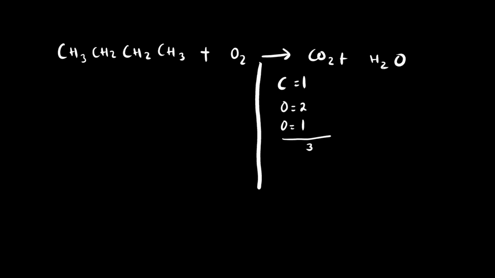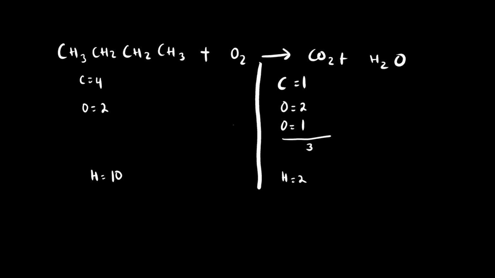And as for the hydrogen, we have 2 hydrogen on the right. On the left we have 1, 2, 3, 4 carbon, and we have a total of 2 oxygen on the left. And as for the hydrogen, we have 3 plus 2 plus 2 plus 3. That gives us a total of 10.